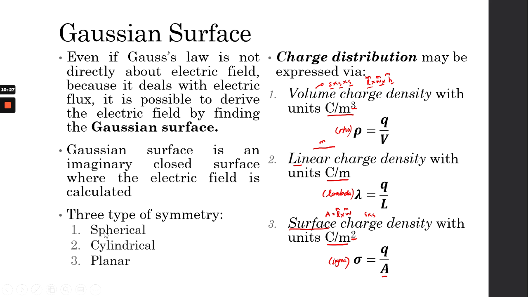So let's begin with our first symmetry, the spherical symmetry. Again, what we are doing here is creating a Gaussian surface to solve for the electric field. So in the end, our answer is basically an electric field. And in order for us to solve for electric field, we have to create a Gaussian surface with a symmetry and a distribution of charge.